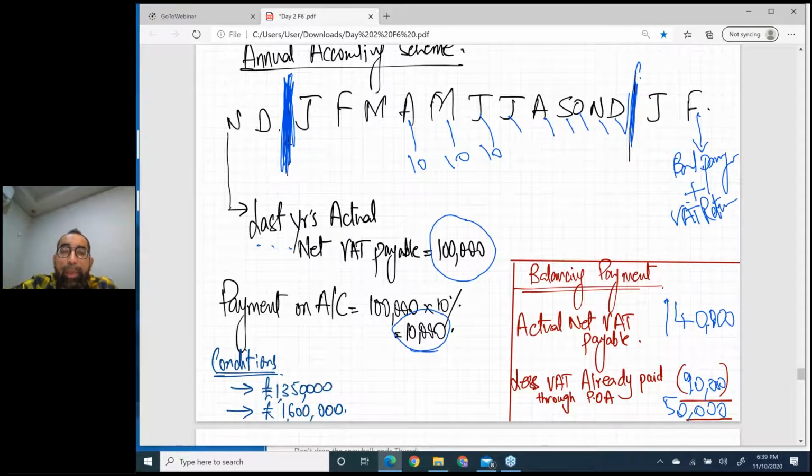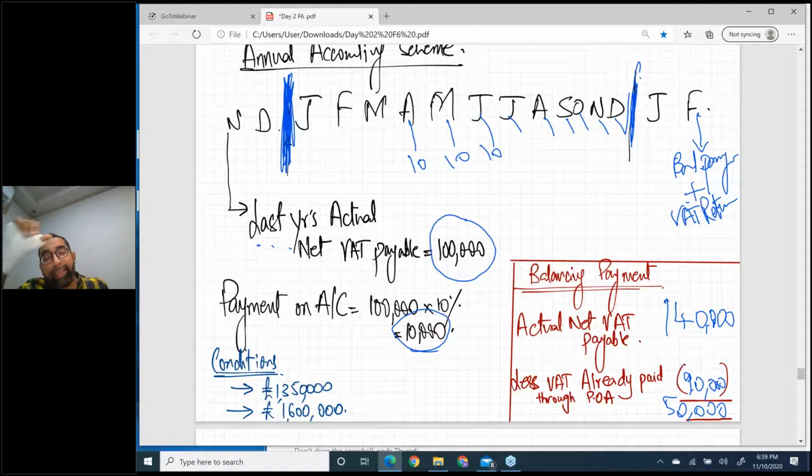Now you can see the big picture: only one VAT return in the whole year. This is the advantage of this scheme, that your administrative burden will be reduced. And don't forget, if you are following this scheme, you have to pay VAT through POA.